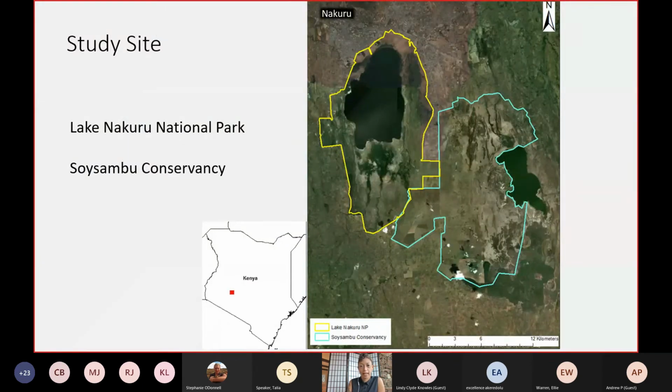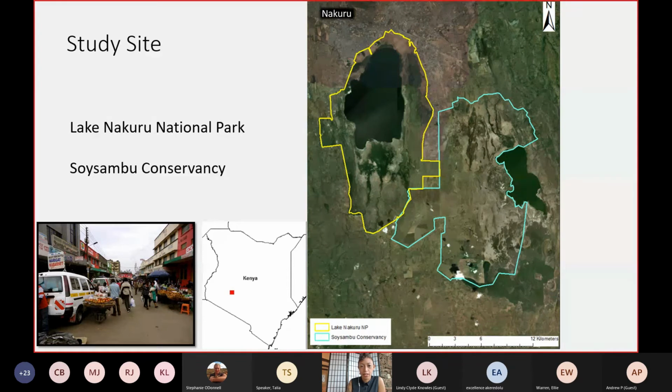Before I describe the case study, I'd like to set you up with some background. The study site for this project is in the Rift Valley of Kenya, in and around two adjacent protected areas, Lake Nakuru National Park and Soisambu Conservancy. Lake Nakuru National Park, to the west, is one of only two fully fenced national parks in Kenya. And Soisambu Conservancy to the east is a wildlife conservancy that's also a livestock ranch, and it's partially fenced.